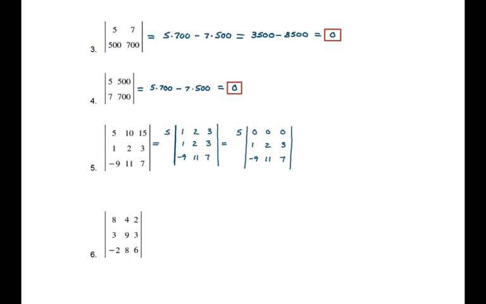So that would be maybe a good place to start, or any row that has more than 1 zero, or any column that has more than 1 zero would probably be a good place to look to use to calculate the determinant. Here's how you do that.